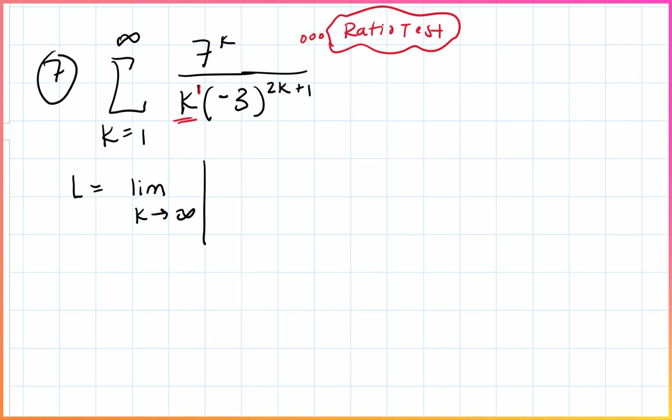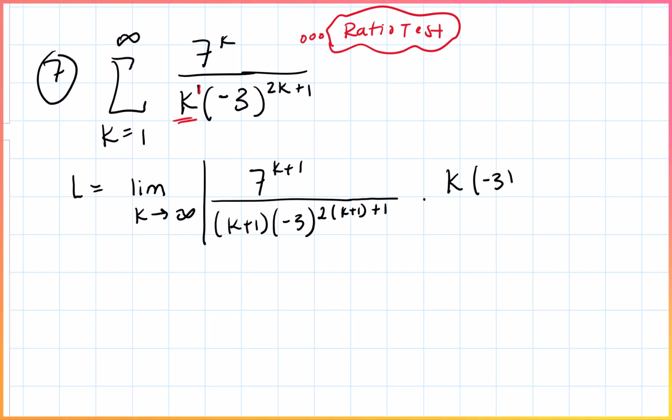So we're going to take the k plus 1 term, so 7 to the k plus 1 in the denominator, k plus 1 times negative 3 to the 2 times k plus 1 plus 1, and then times the reciprocal of the kth term, so k times negative 3 to the 2k plus 1 all over 7 to the k. We're taking the absolute value right there. I'm going to go ahead and group the like factors, like the 7 to the k's, the k and the k plus 1, and the negative 3. So we'll group those up.